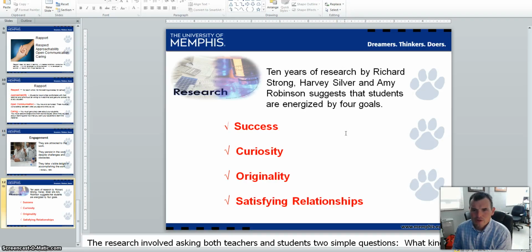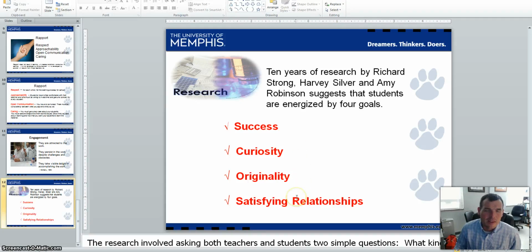Ten years of research suggests that students are energized by 4 goals. Success. Are we setting them up for success? Are we doing the things that are going to increase their overall confidence? Curiosity. When you are teaching your lesson, do you grab their attention? Are they curious about what we're teaching them, and is that helping them to get engaged in the activity? Originality. We're not doing the same thing over and over again. Each day brings a fresh idea as it relates to teaching physical education.